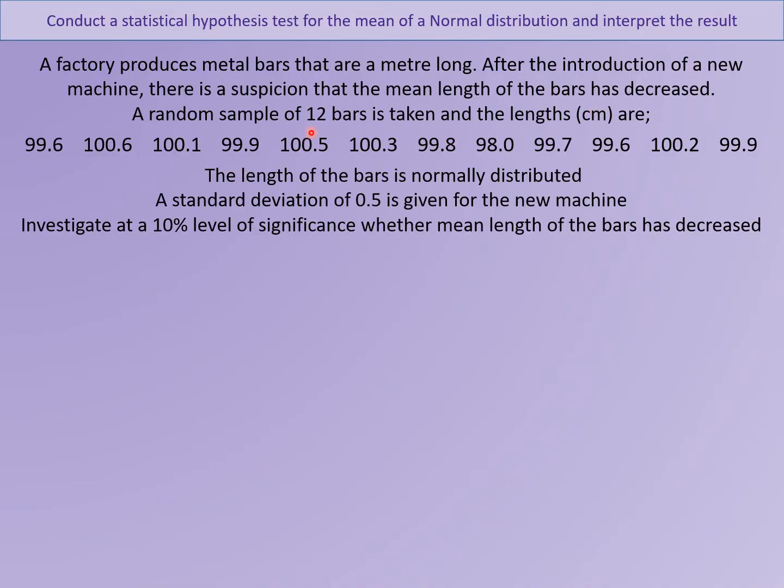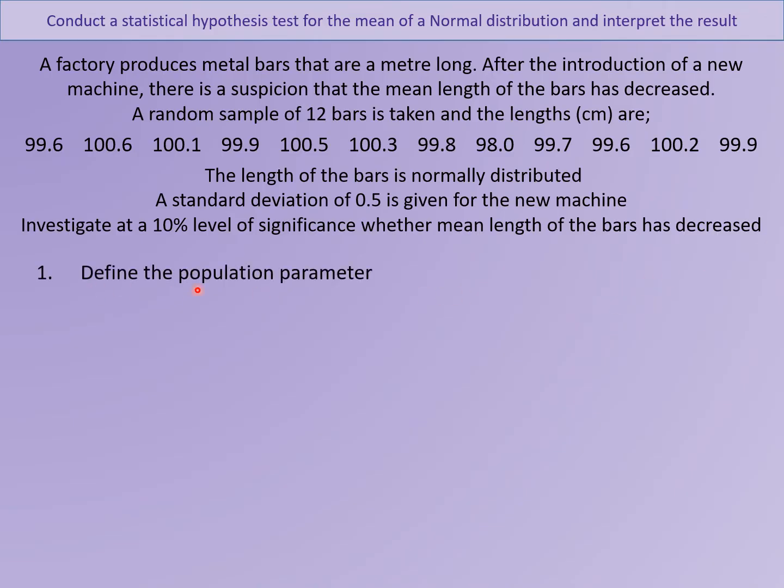You've got a random sample of 12 bars taken. There we go. And what's important is the length of the bars is normally distributed. That bit is vital. It has to be normally distributed for us to be able to run this normal distribution. And also that the sample deviation is given to you as 0.5. Okay, so you've got both of those bits of information. So I want you to investigate to a 10% level.